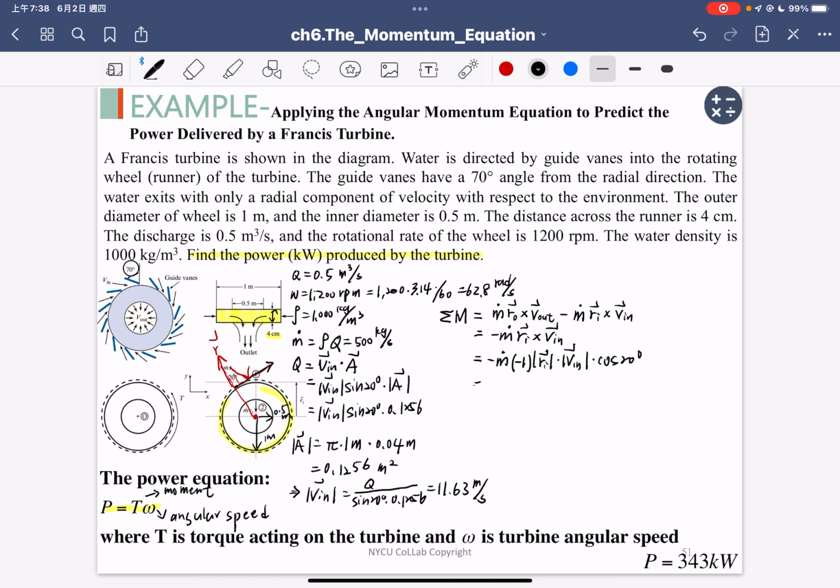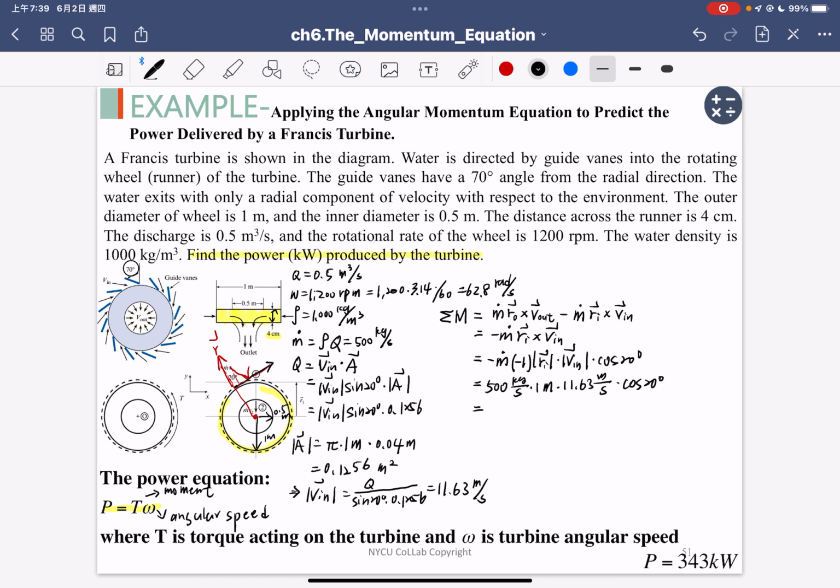Okay, so we put the numbers in here. We know that the mass flow rate is 500 kilogram per second, the R is the outer radius, 1 meter, and the velocity is 11.63 meter per second, multiplied by cosine 20. So we can calculate the final moment. I use the calculator to double check the answer.